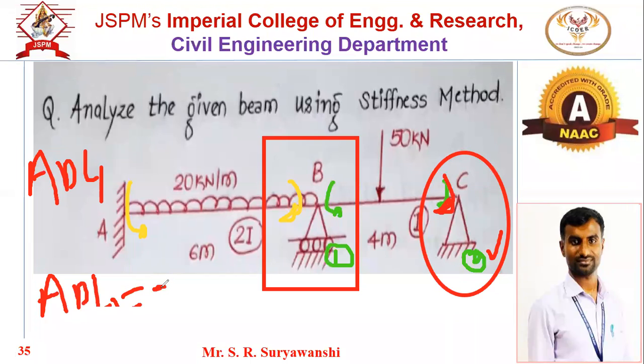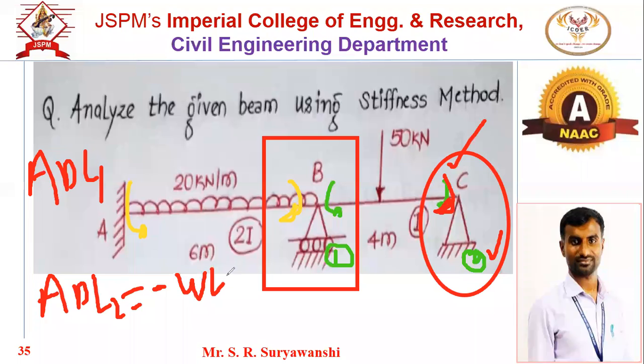BC span is subjected to the central point load. Means what? What is the formula of fixed end movement? Clockwise, that's why minus, as per our sign convention. Okay. But what is the magnitude of that fixed end movement? What is the formula for a central point load? WL/8. Yes, minus, clockwise, WL by 8.